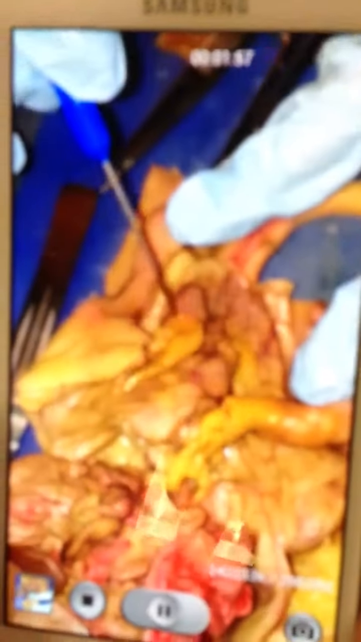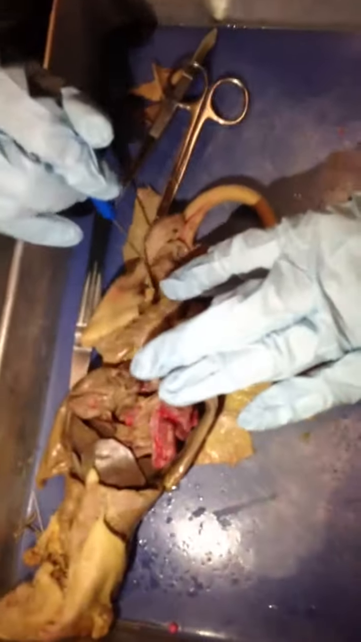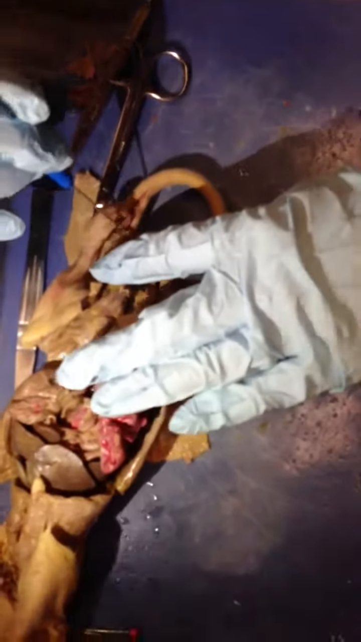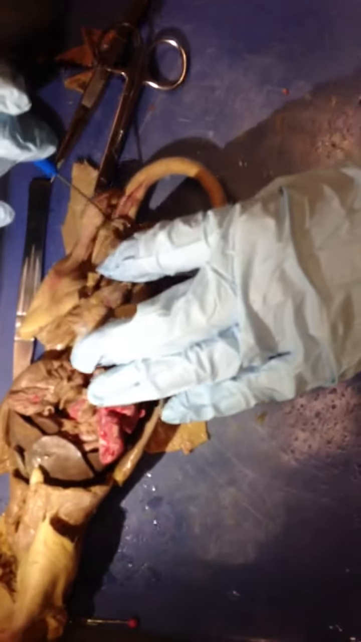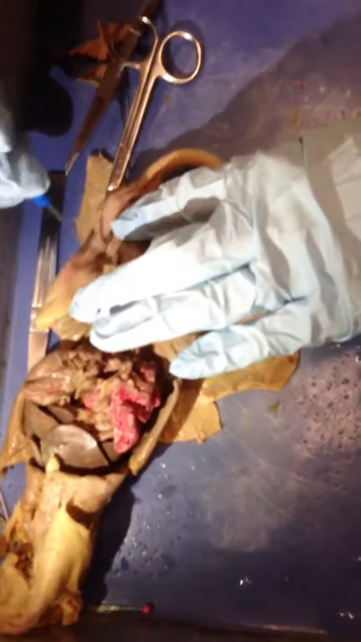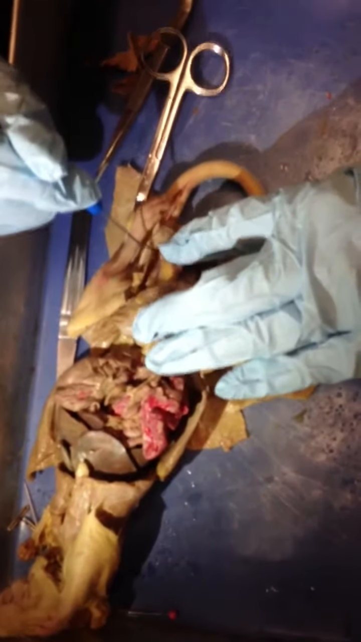The testis, your head of the epididymis, the body, which goes behind it, and the tail, which is right here. So, which contains the gubernaculum. So all this.